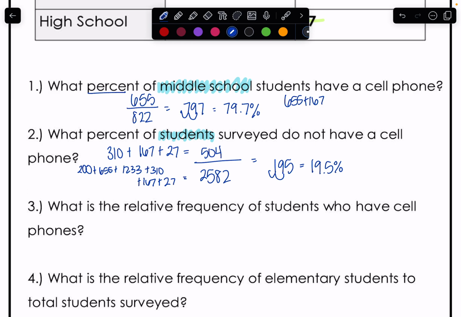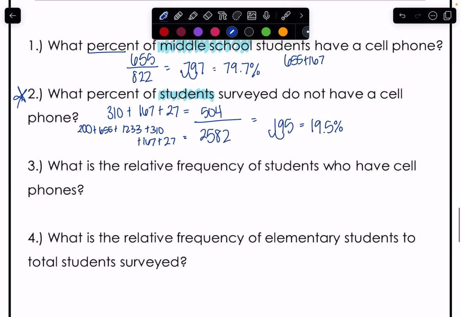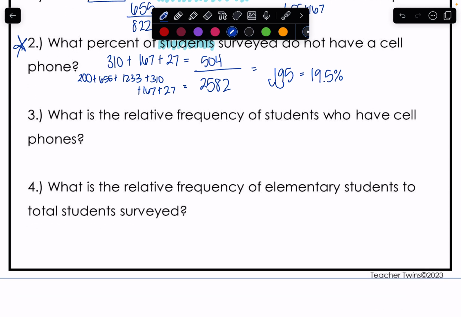So that one is kind of a tough one. There will be one like that on the homework where you want to look overall, big idea here. Sometimes you're adding up every single number in that chart. Okay, then let's look at what is the relative frequency of students who have cell phones? Okay, relative frequency of students who have cell phones. So let's go ahead and look at this.